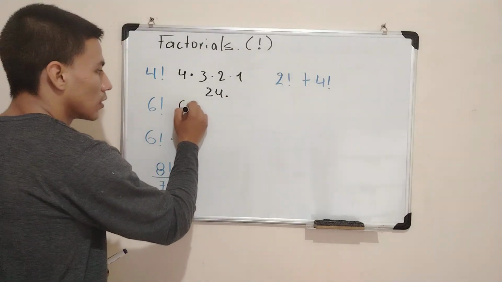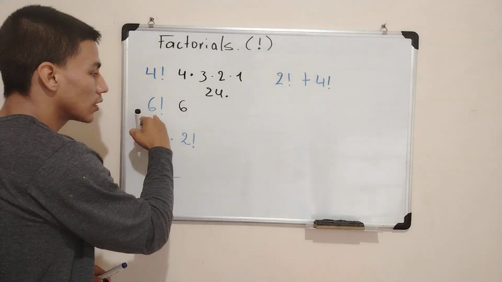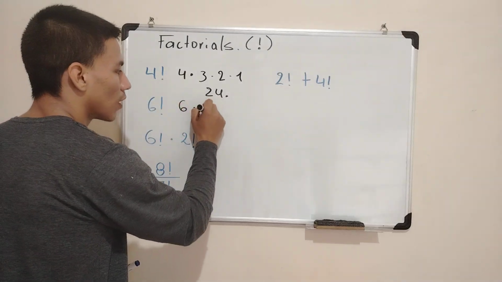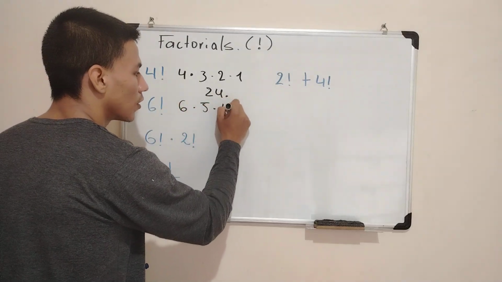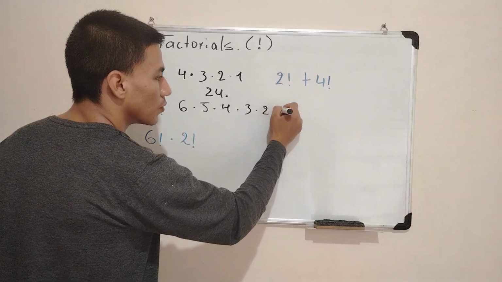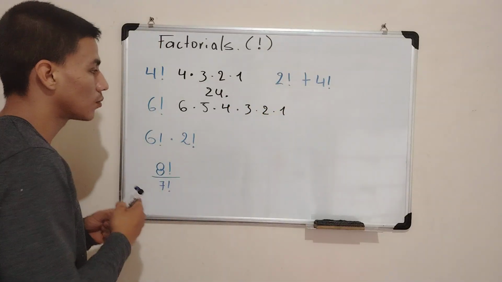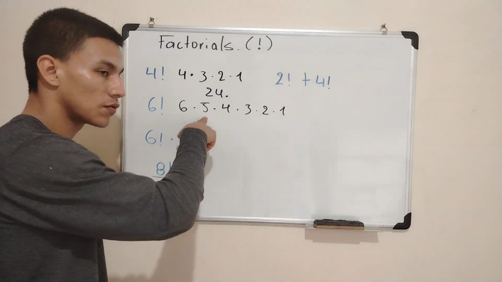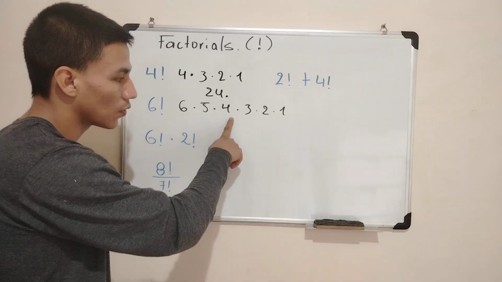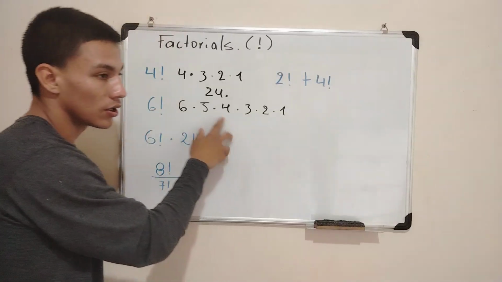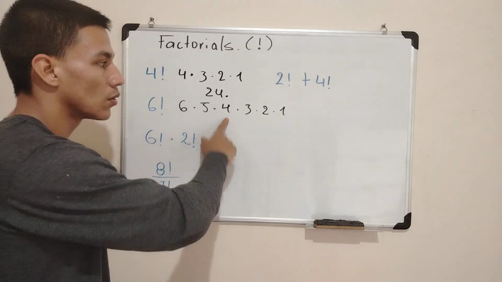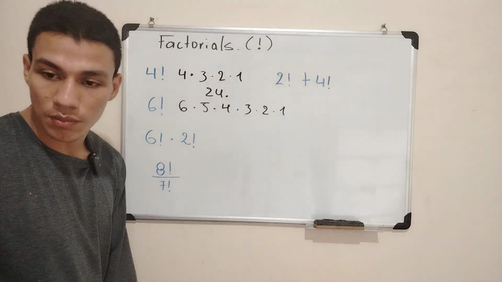Now 6. The factorial of 6 is 6 times 5 times 4 times 3 times 2 times 1. And now let's multiply. 6 times 5 equals 30. 30 times 4 equals 120. 120 times 3.